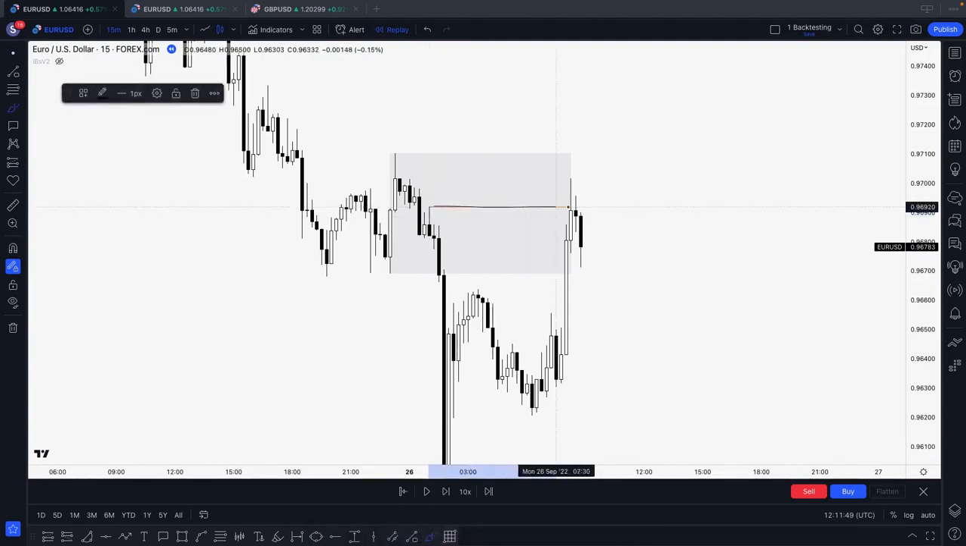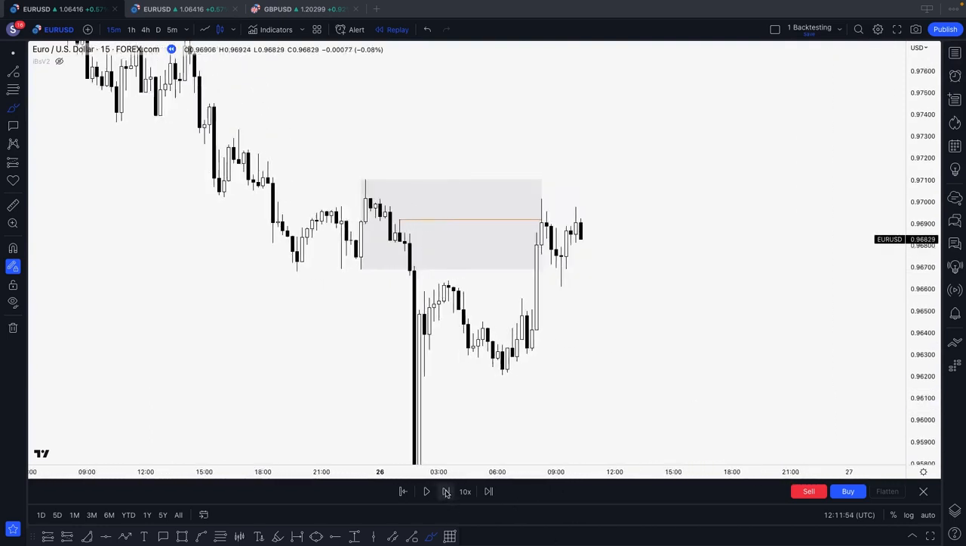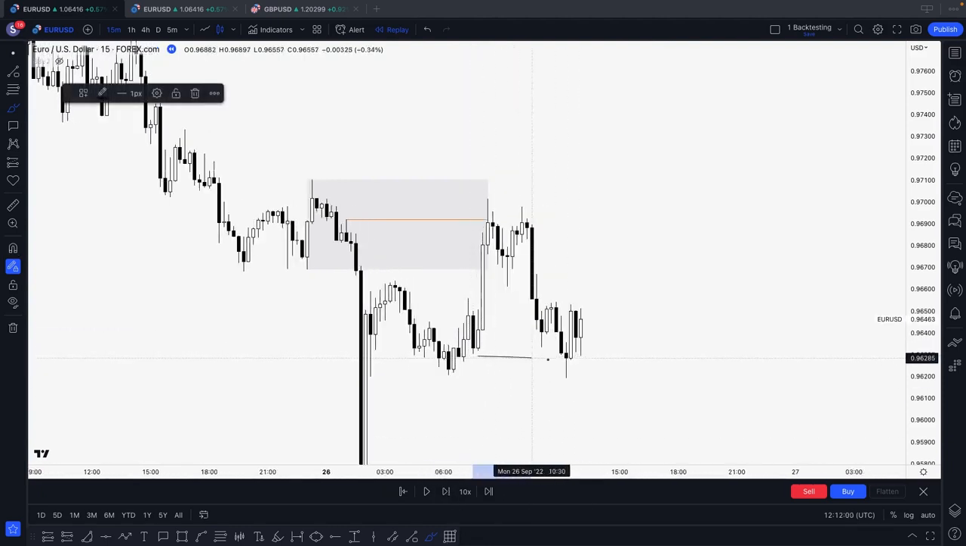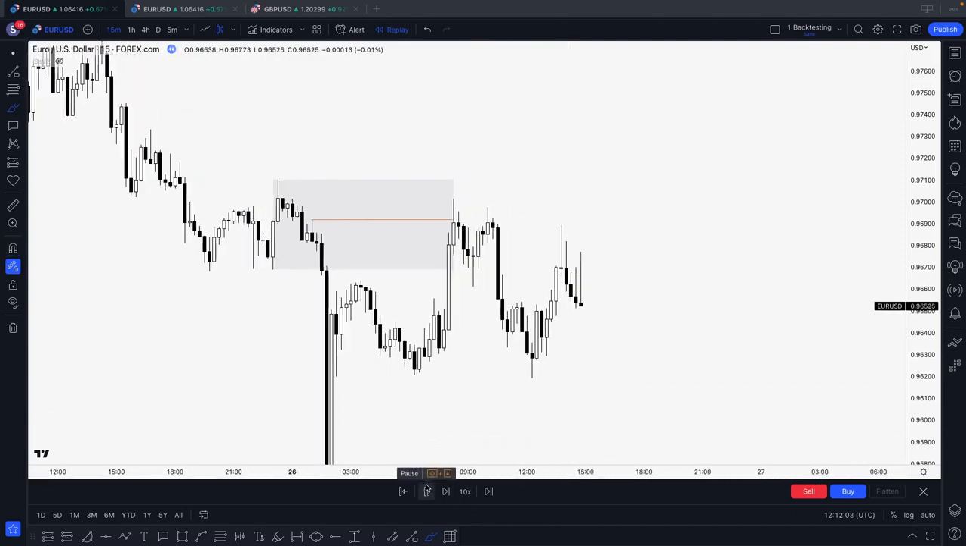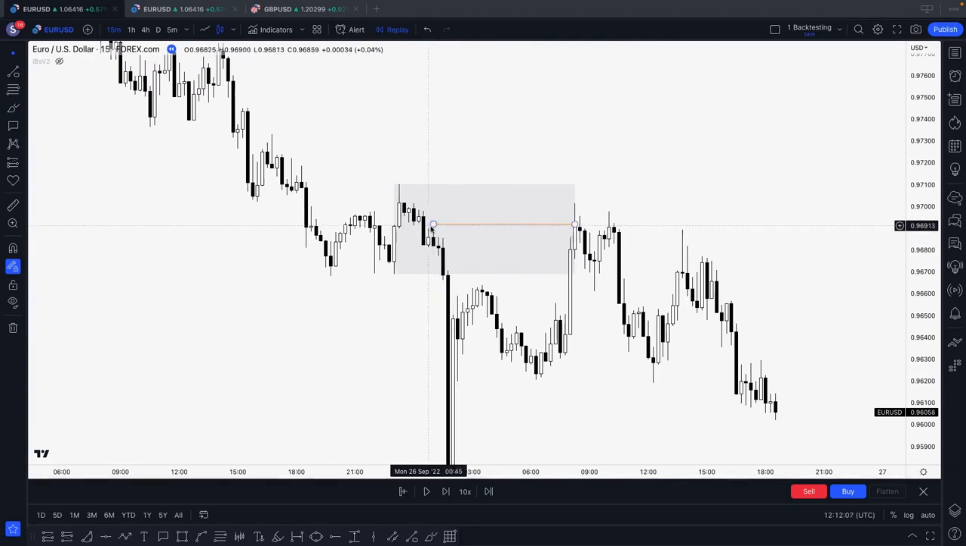So in this case, it can be here, okay? I'm not going through the entry model again, but you can see that the change of character will happen here, okay? And then price continues to the downside. I'm just focusing on the M15 lead, okay?